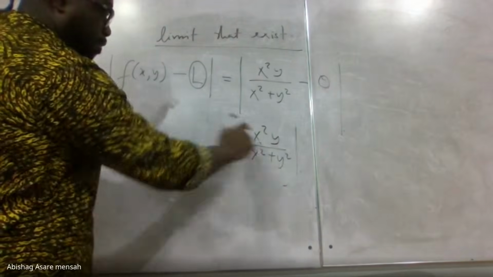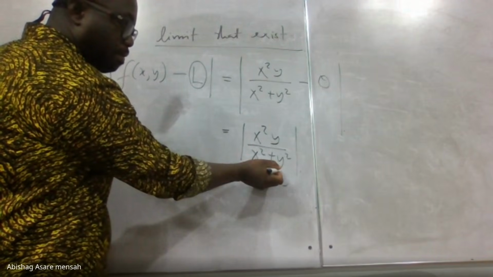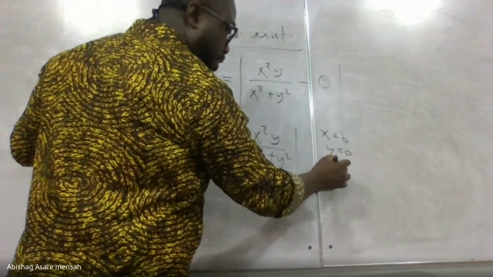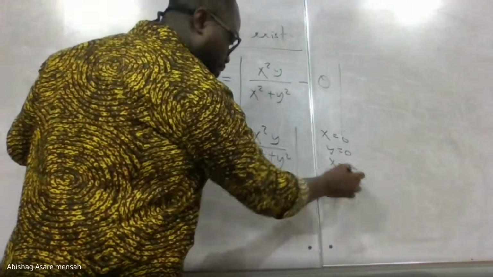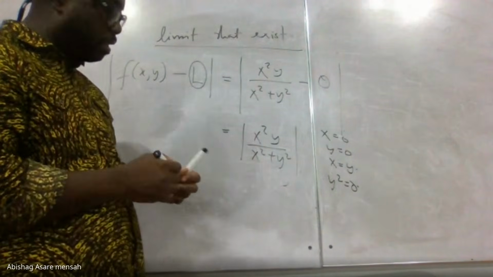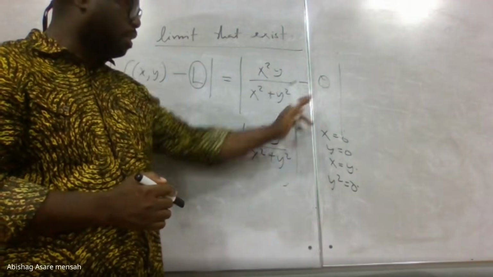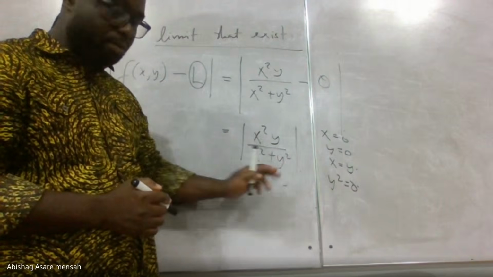Yes, sir. Okay. Now, instead of using x equals y squared, we see that this is x squared, that is y squared. Remember, we said x is equal to 0, y is equal to 0. And we said x equals y. Now let's set y squared equal to 0. For this part, please take note. After you find your L and you subtract it from the function, and you have this, we set y squared equal to 0. Come again. We set y squared equal to 0.